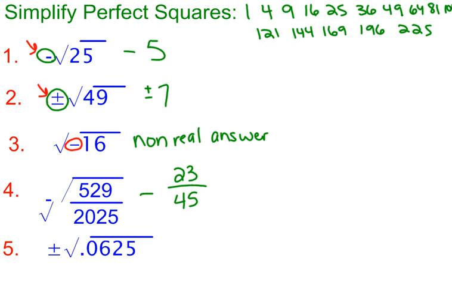And then lastly, we can take the square root of decimals also. I would punch that into my calculator. So I use the plus or minus, and when I punch in the square root of 0.0625, I would get plus or minus 25 hundredths. Hopefully that's a quick way to get your mind back into the frame of mind of perfect squares.